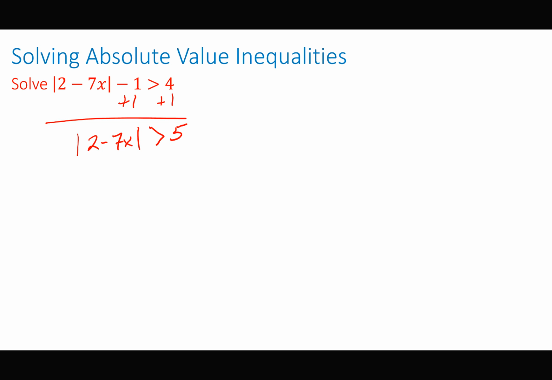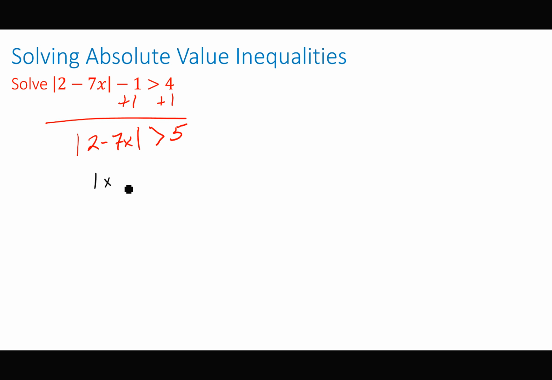Same thing if you had a multiplication in front of your absolute value symbol. Say it was 5 times the absolute value of 2 minus 7x. Divide that 5 out. Get that out of there. You do not want to start solving until you get the absolute value by itself on one side. You got to do all your order of operations to get it by itself.